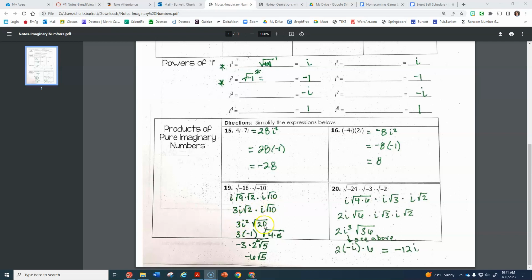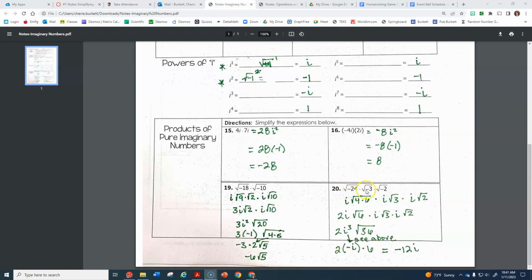3i times 1i is 3i squared. Root 2 times root 10 is root 20. Replace the i squared with the -1, that's from right here. And then factor the 20, that's 4 times 5. We want to do that so we can take the square root of 4, that becomes 2. Remember, there was already a -3 out in front. So multiply the 2 from the square root of 4 times the -3 that was already out there. That becomes -6. -6 root 5.